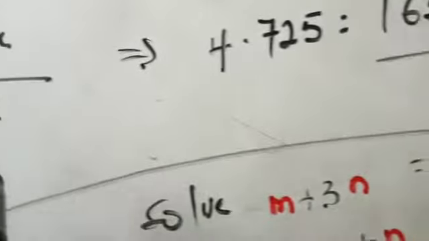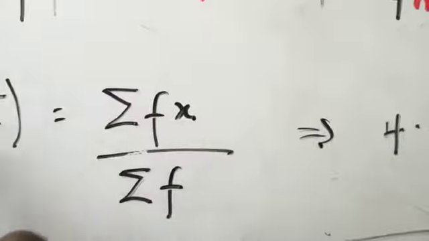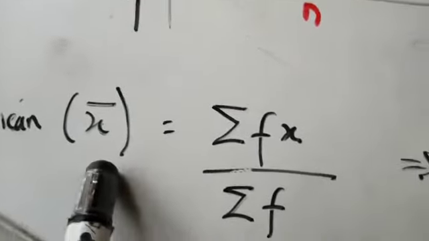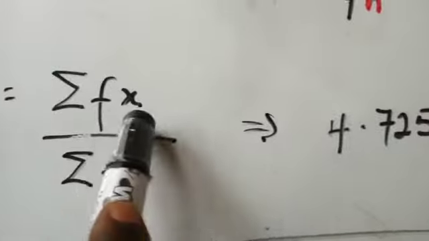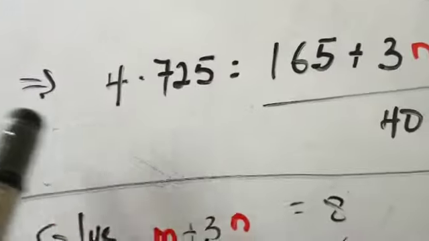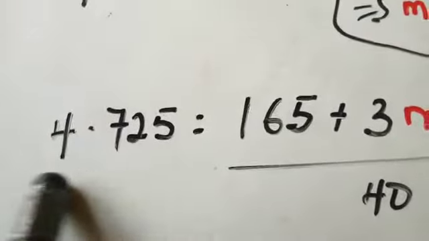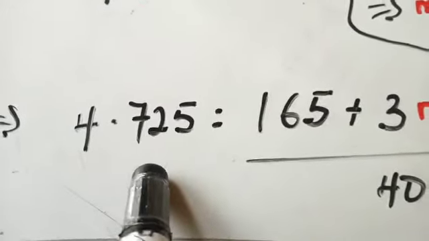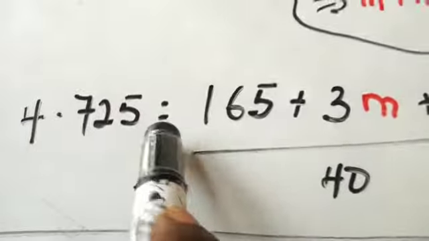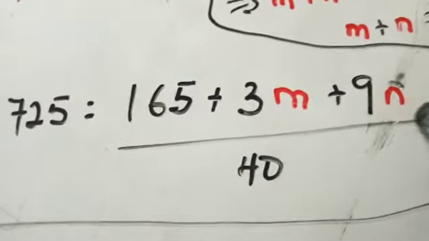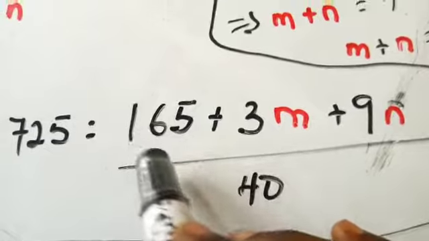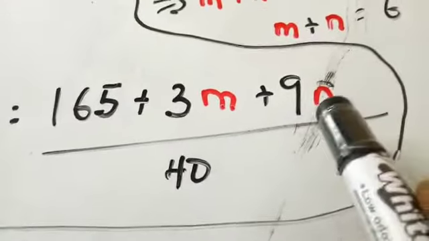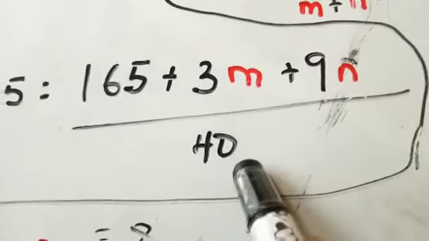So the 40 is the total frequency. What I'm doing here is just replacing everything. This is what we know, so this will be your starting point. We are given the mean, and the issue is the top part. I just replaced the mean with 4.725 from the question. So this mean is equal to the summation of fx, which after summing up I had 165 plus 3m plus 9n, everything divided by 40.